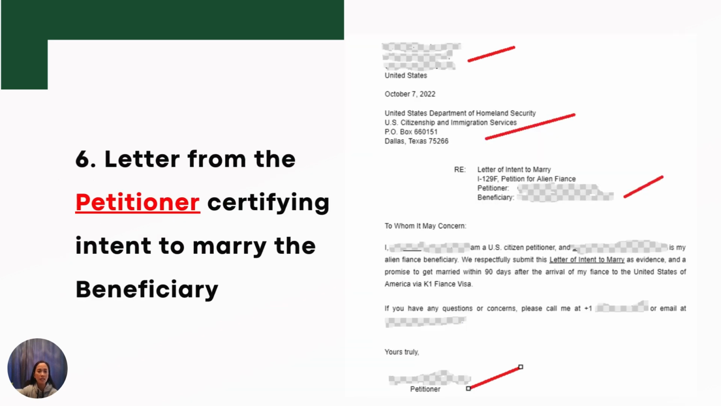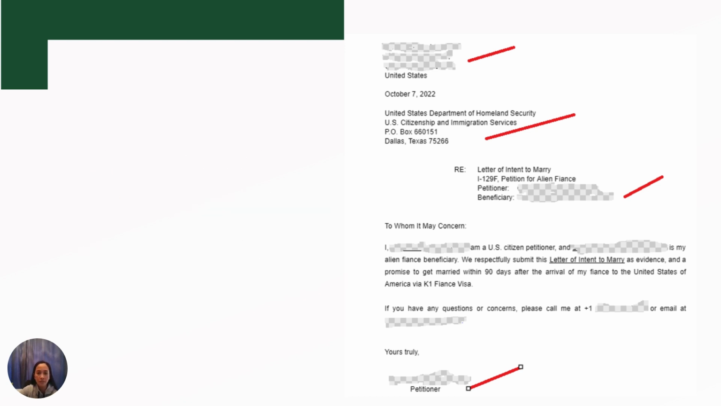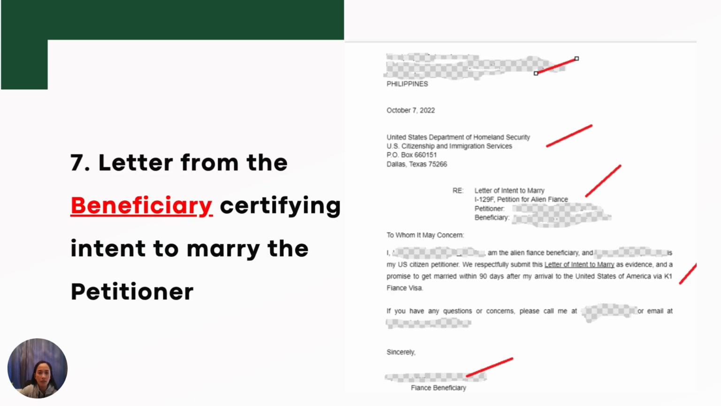Number 6 is the letter from the petitioner certifying intent to marry the beneficiary. What we did was provide a separate letter of intent to marry for the petitioner and another separate copy of the intent to marry letter for the beneficiary. This one is signed by the petitioner, and this is another copy of intent to marry for the beneficiary. Separate. Okay, we provided each copy separately.